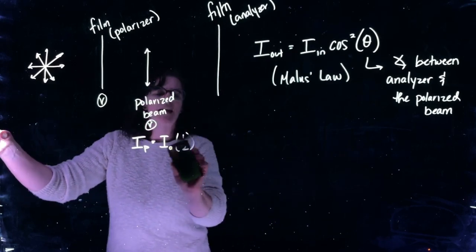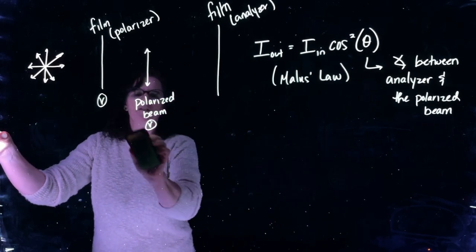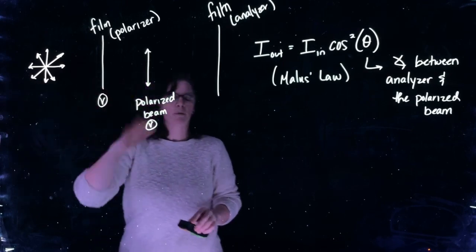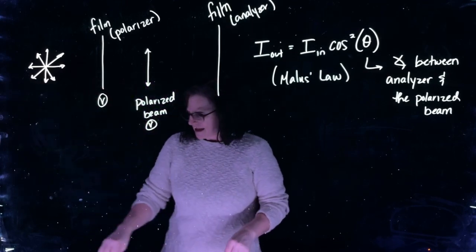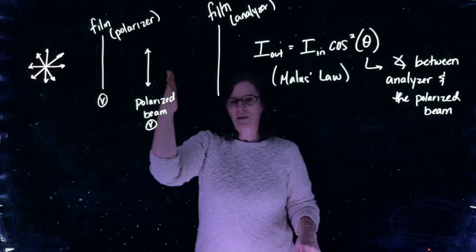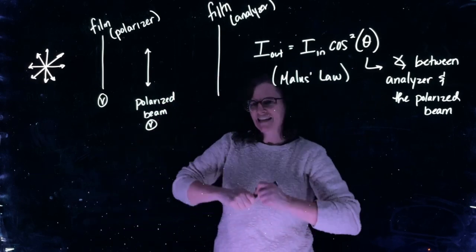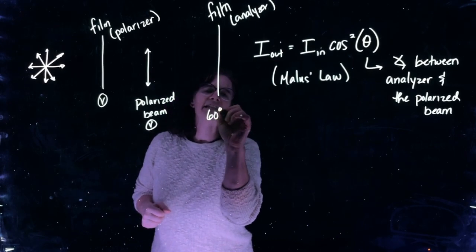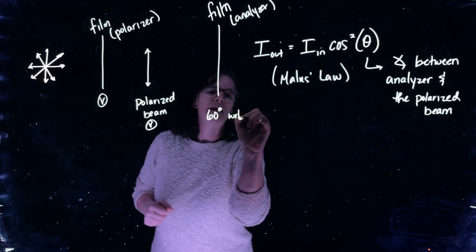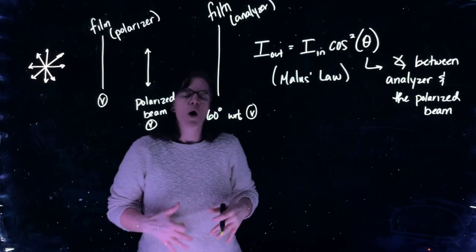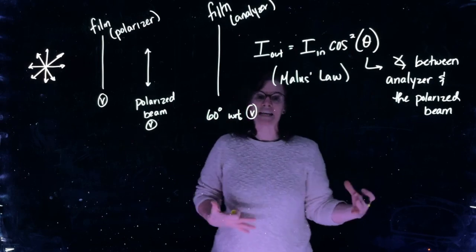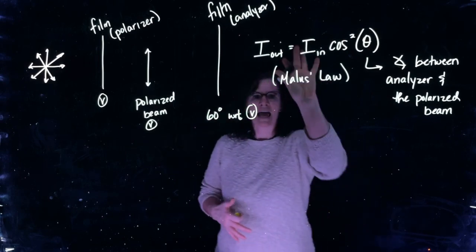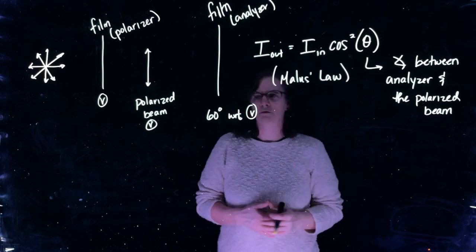So what will that example problem look like? Let's imagine that I have an unpolarized beam of light that I put through a vertical polarizer. And then I take that vertically polarized beam of light and I put it through an analyzer that is orientated at 60 degrees with respect to the vertical. What is the intensity and orientation of the beam of light on this side after it goes through the analyzer?